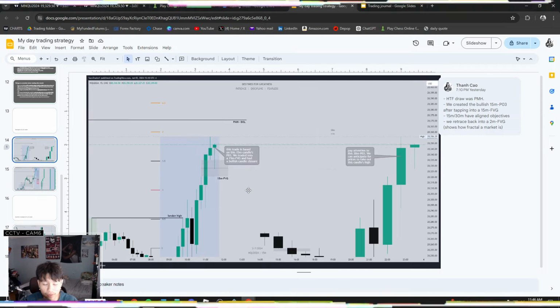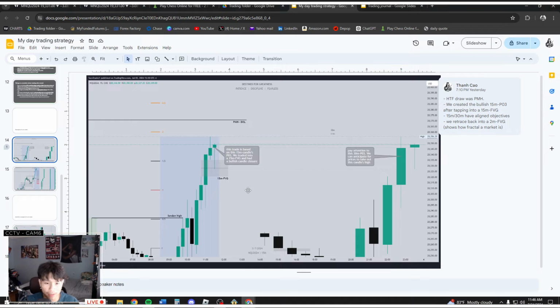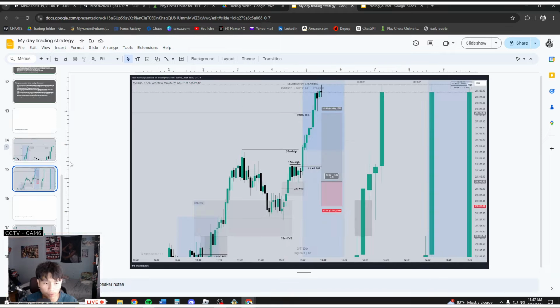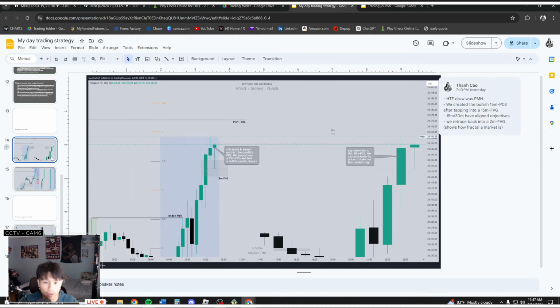Some people might have backtracked to the 15-minute time frame. Some people would have taken the entry based on this 15-minute fair value gap, right? And let's just say that we retrace back inside this 15-minute fair value gap, and we instantly take out previous month's high. No retracement on the lower time frames. What am I gonna do? I'm gonna sit out again. I'm gonna sit out on the markets, sit on the sidelines and just watch price action.